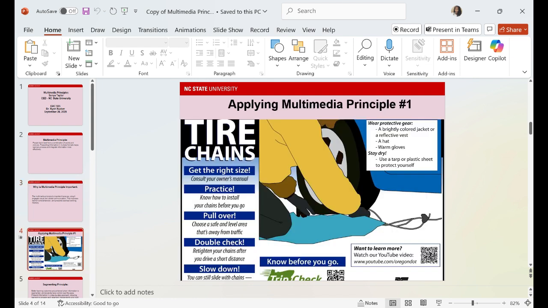So, how do you apply the multimedia principle? In this illustration, what I'm showing is how to change a tire on a car. Now, I have no idea how to do it, and I don't want to learn how to do it. However, this does show you it has a picture, it has words, and it even has at the bottom right a place where you can scan a QR code so that you can watch a video about how to change a tire.